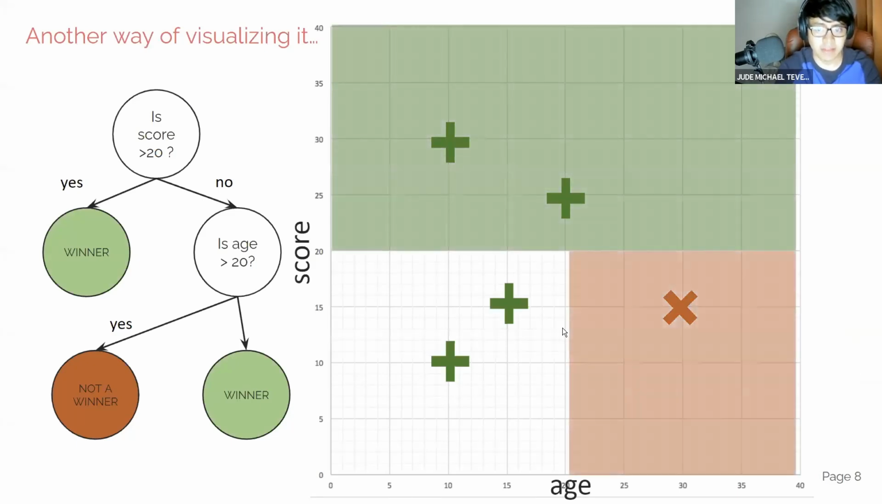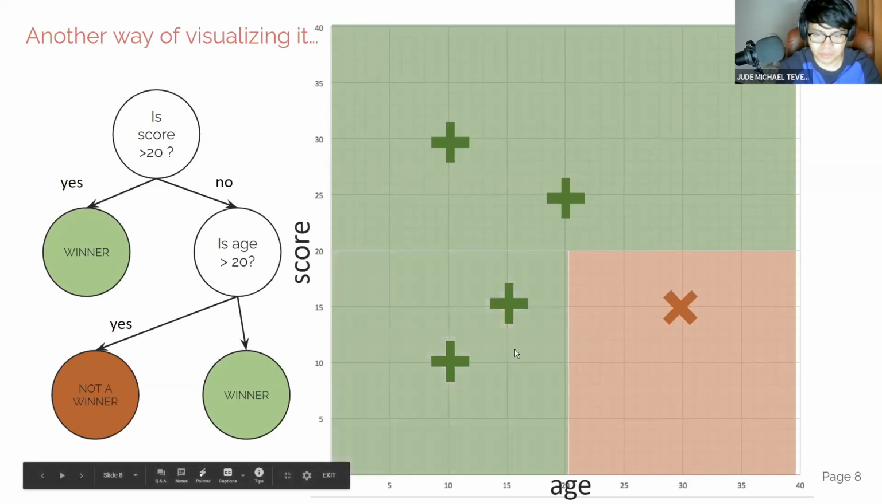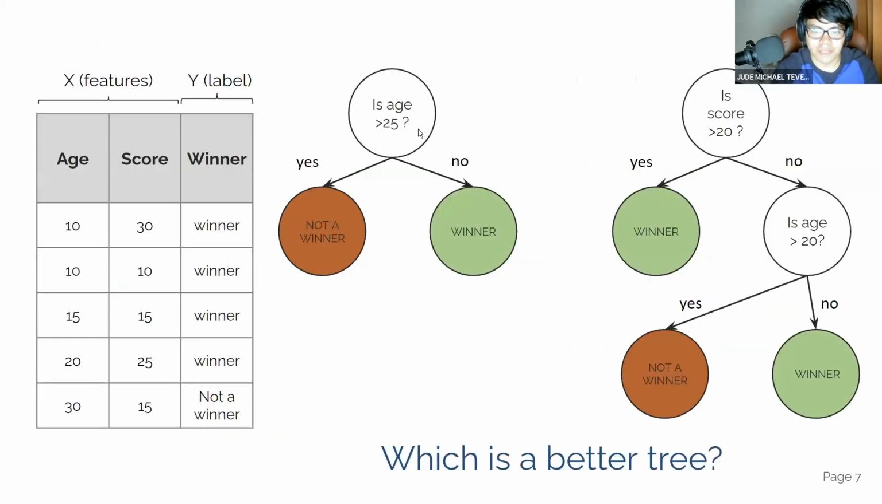Let's visualize that. So if the score is greater than 20, then it's going to be the winner class. If no, you ask another question, is age greater than 20? If it is greater than 20, it's not a winner. If no, then you're a winner. Compared to the previous one, which do you think is better? Let's show it again. This one or this one?